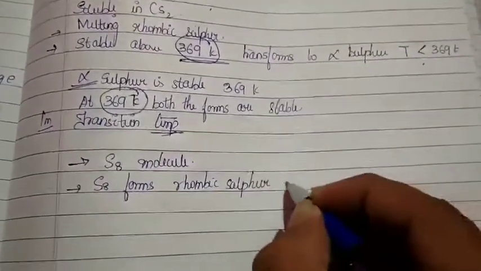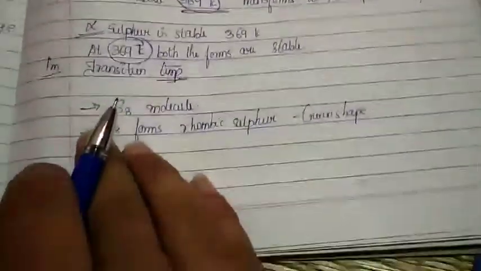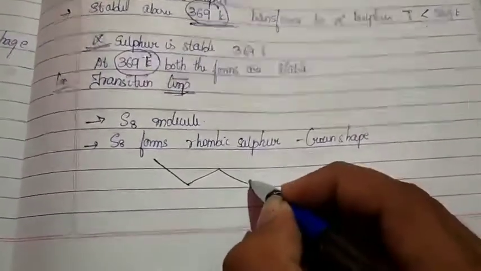shape ಅಂತ ಹೇಳ್ತೀವಿ. ಯಾವ ಶೇಪು? Crown shape. Very much important. Just see the shape of it. Crown shape ಅಲ್ಲಿ ಇರುತ್ತೆ. ಹೇಗಿರುತ್ತೆ ಅಂದ್ರೆ, it will be in this format like this.